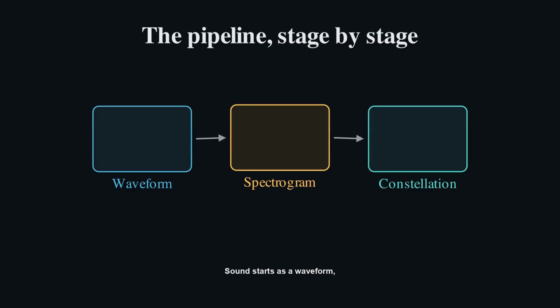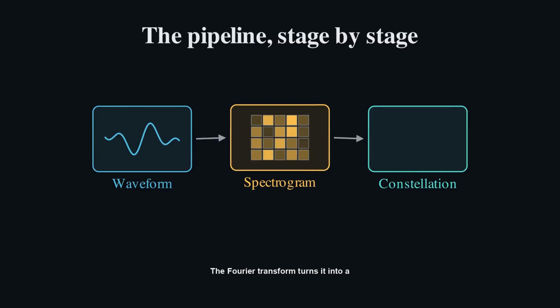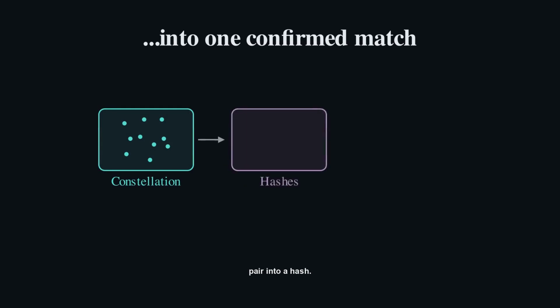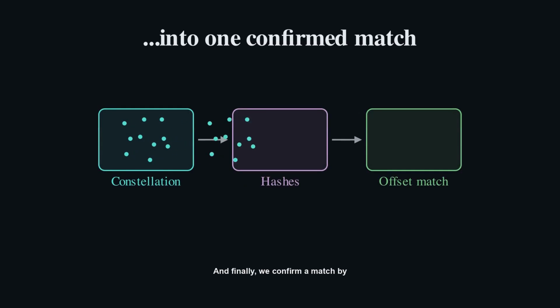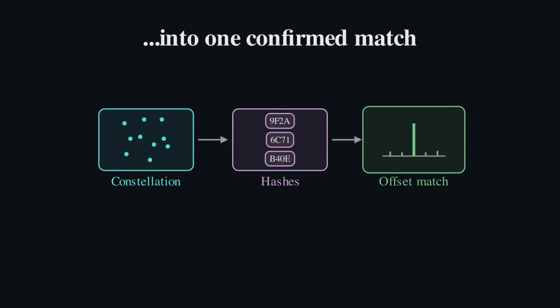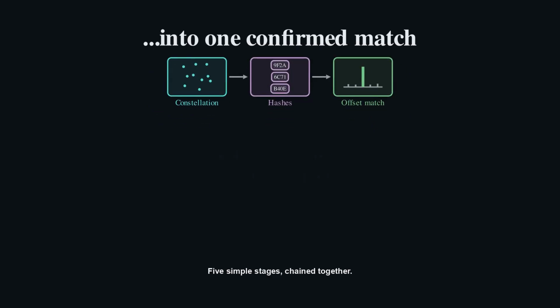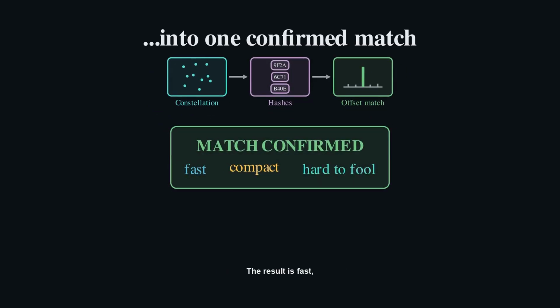Sound starts as a waveform, a tangled, wiggly line. The Fourier transform turns it into a spectrogram, a map of frequency over time. We keep only the loudest peaks, forming a constellation of landmarks. We pair those peaks and compress each pair into a hash. And finally, we confirm a match by checking that all the hashes agree on a single time offset. 5 simple stages, chained together. The result is fast, compact, and remarkably hard to fool.